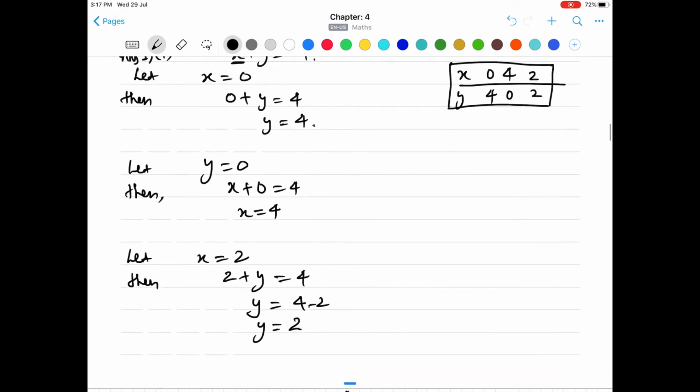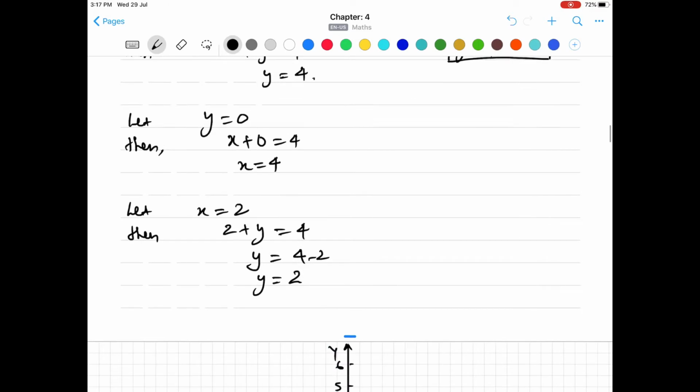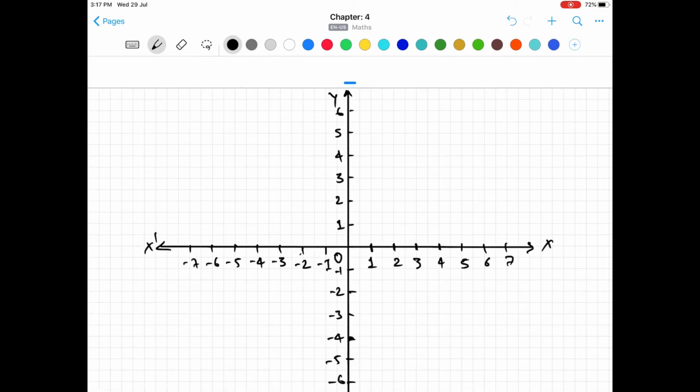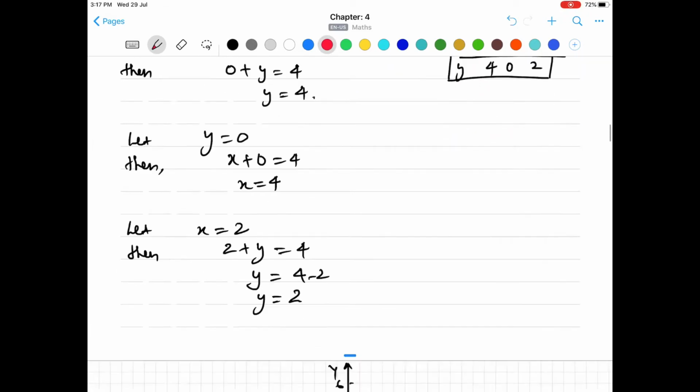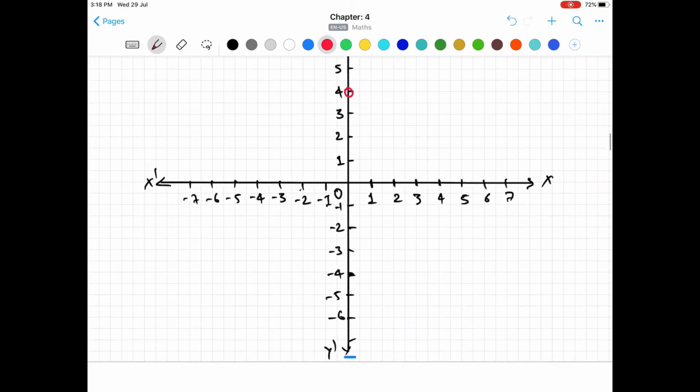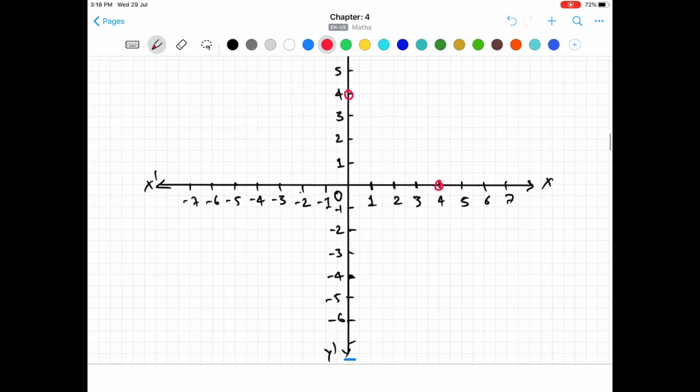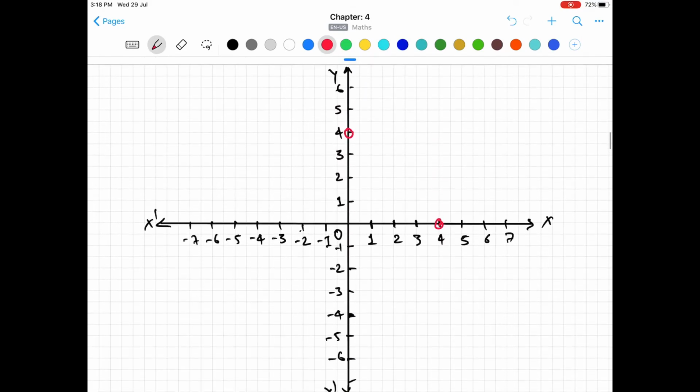Okay, let's start plotting the points. First point is x0 and y4. So x0 is here, y4 will be here. Second is x4, y0. That means x4 is here, y0 means we will not move in any direction, so that point is here. Third one is x2 and y2. That will be here. So let's write the coordinates x0, y4, x2, y2 and x4, y0.